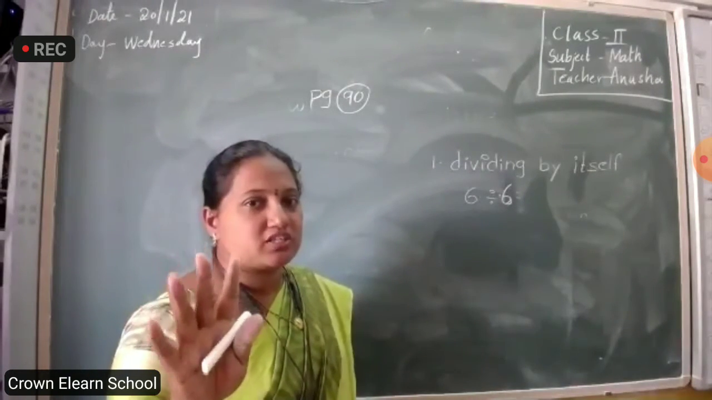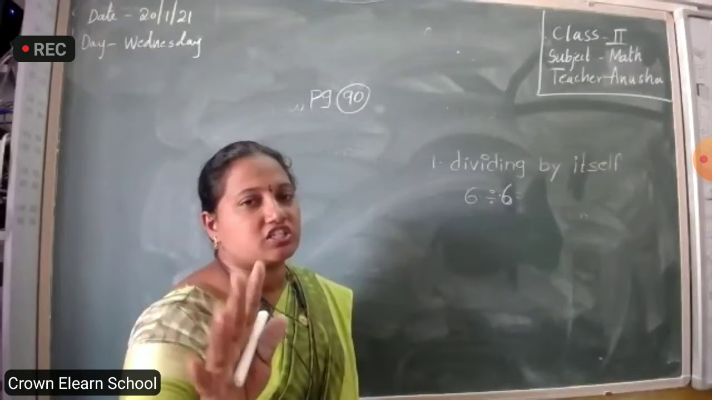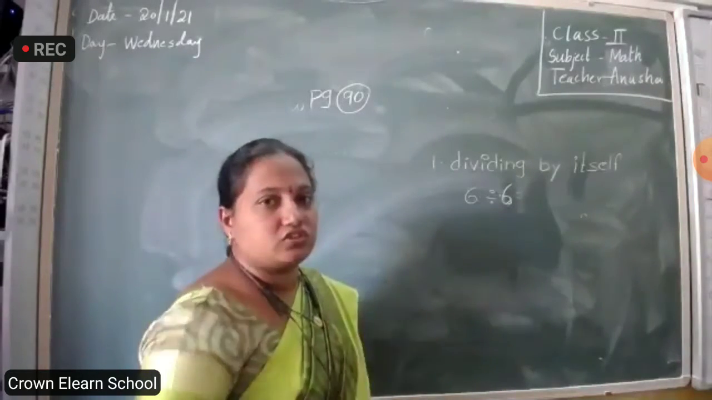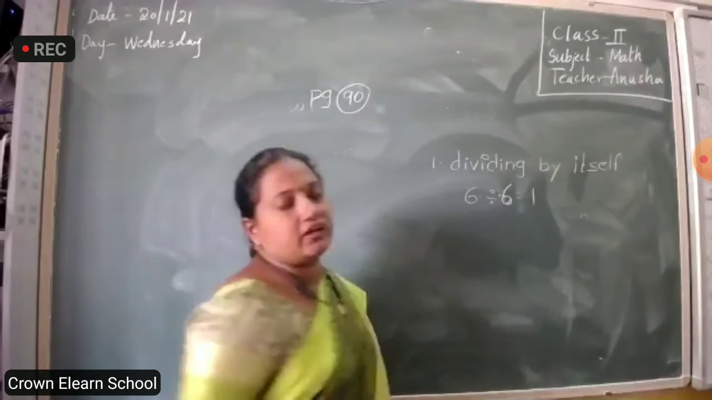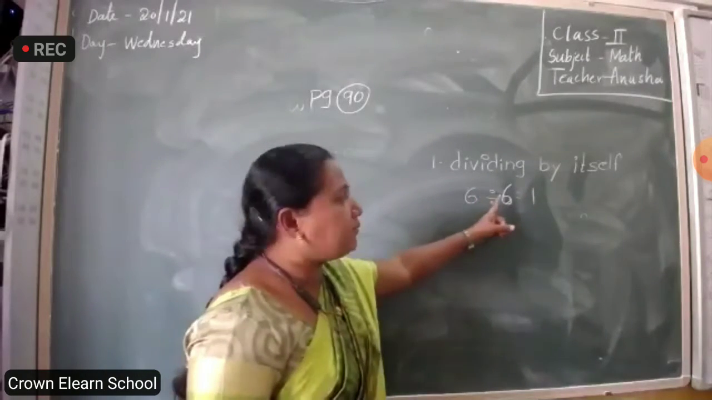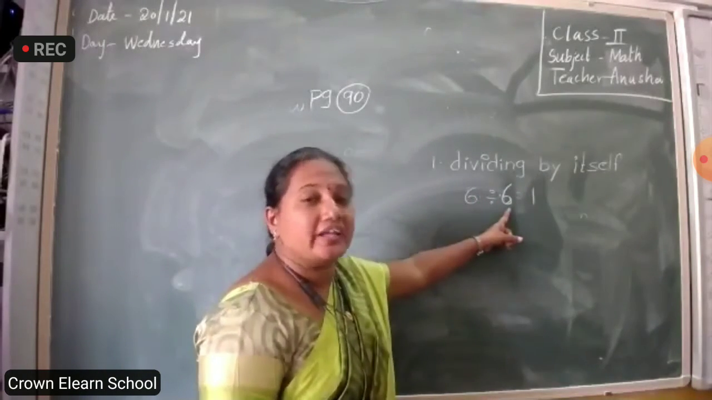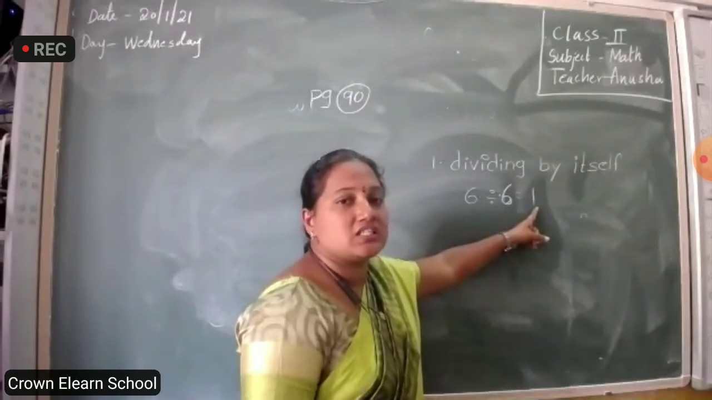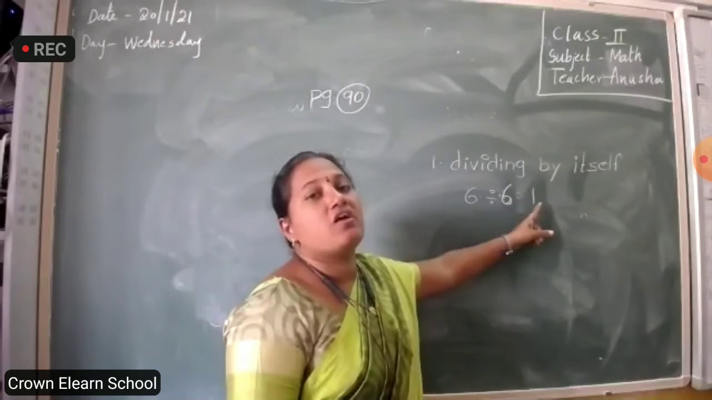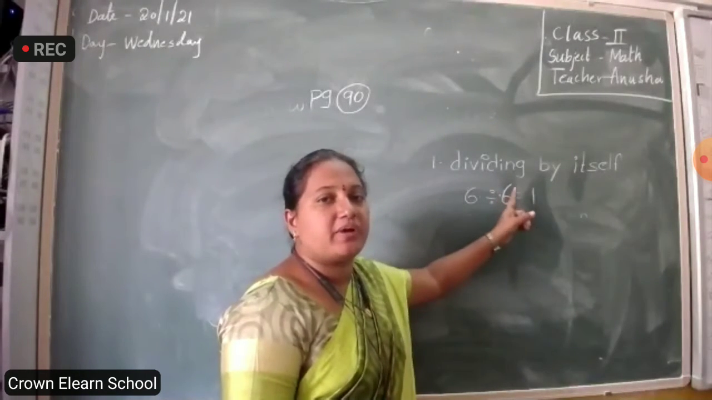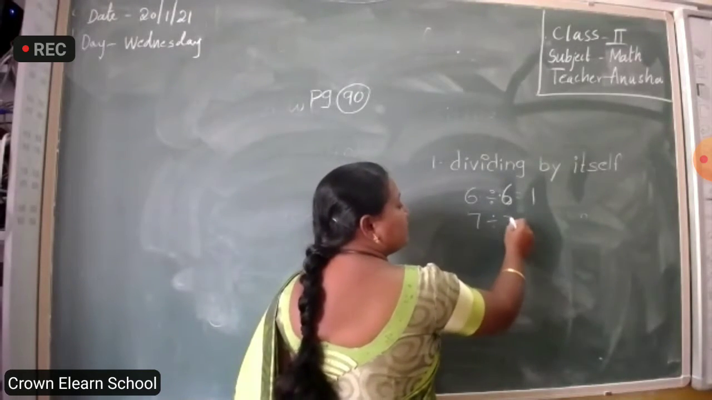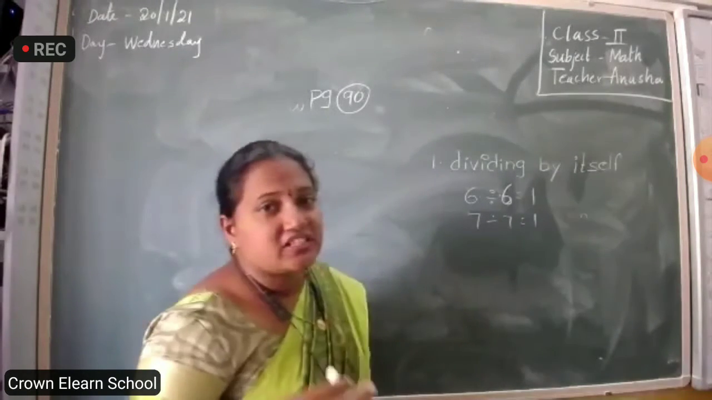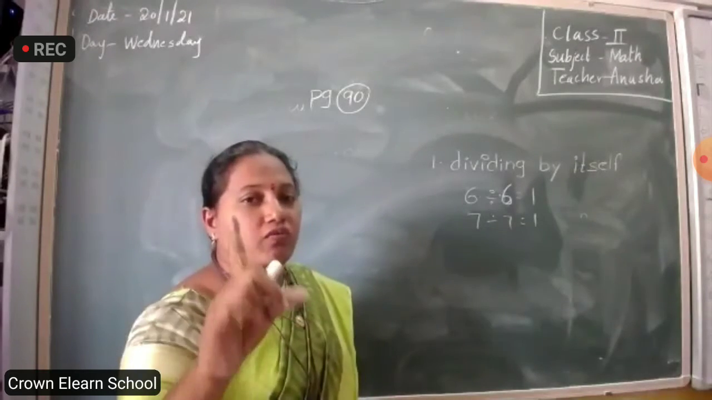Suppose 4 chocolates means 4 brothers and sisters. So what will she give? She will give 1 to everyone. Isn't it? So what is the answer, Nana? 1. So when you divide by the same number or itself, you will get answer 1. 6 divided by 6, 1. 7 divided by 7, 1. 8 divided by 8, 1.